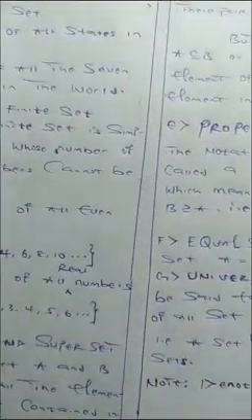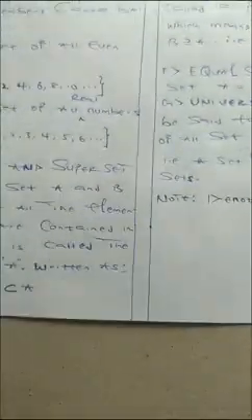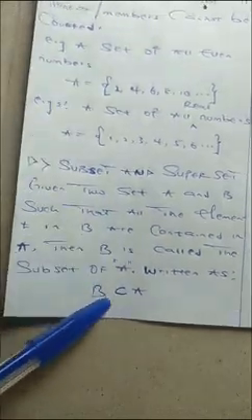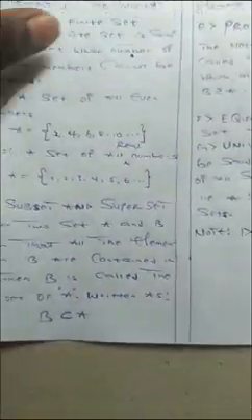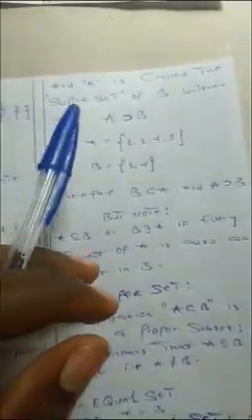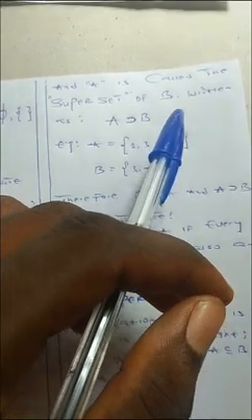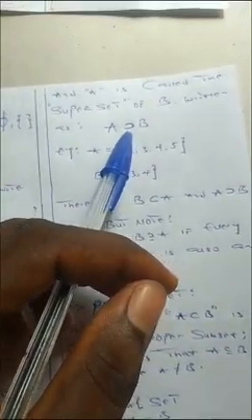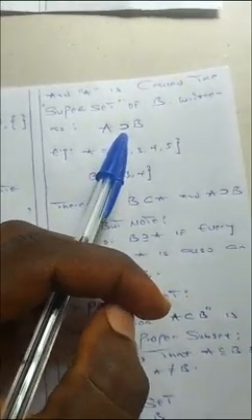Since according to what we have here, B is a subset of A, then we can now say that A is called the superset of B, written as this. The sign for superset is a backward bent C. So this is the sign for superset, backward bent C. Now we'll move over to the next one.